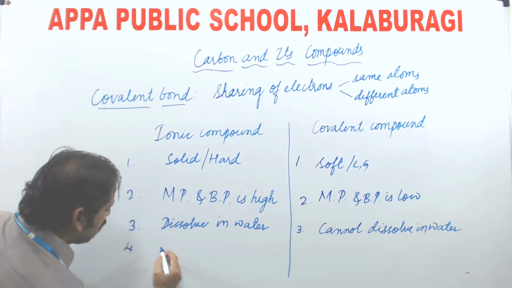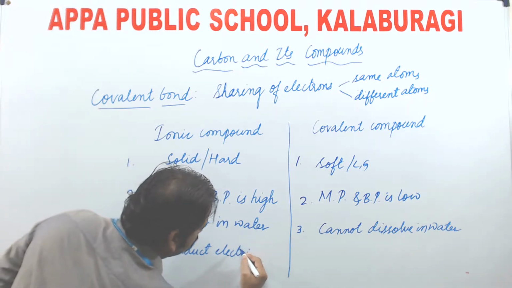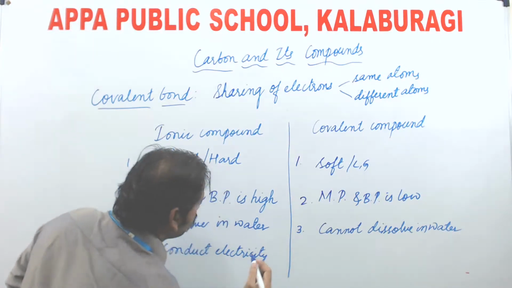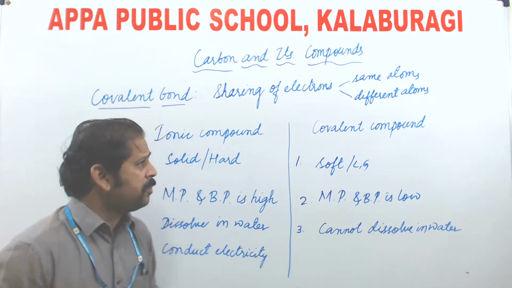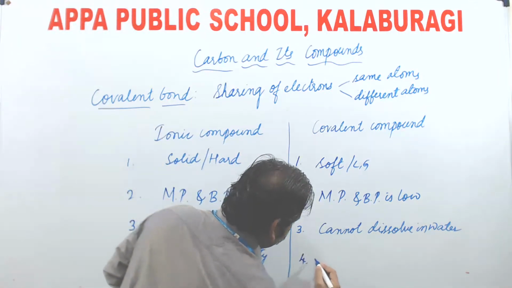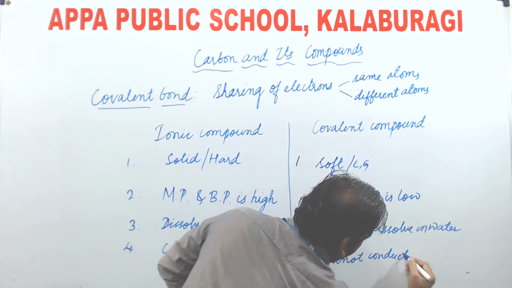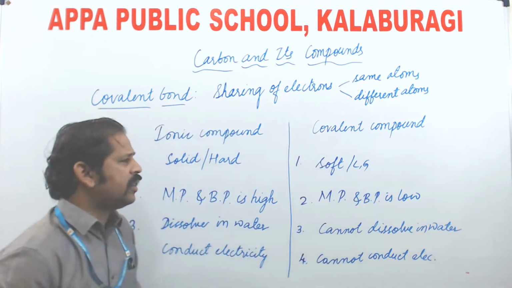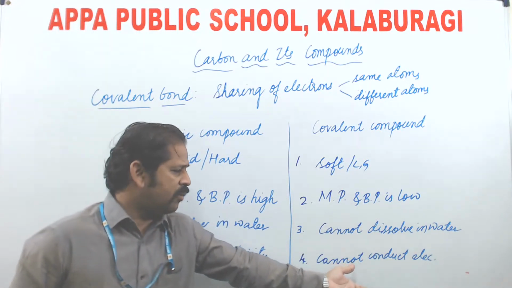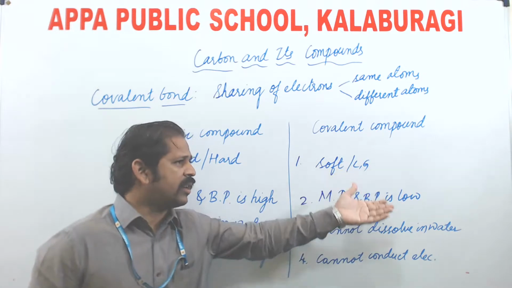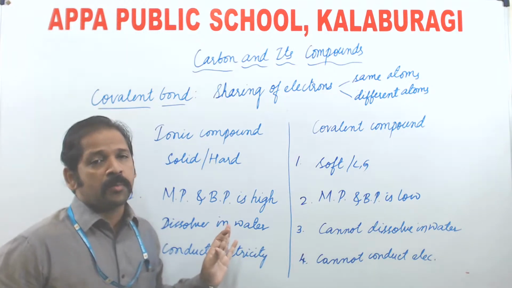Okay, the fourth one: they can conduct electricity in the molten state. Yes, ionic compounds conduct electricity in the fused or molten state. But covalent compounds cannot conduct electricity in the molten state. Melted, they still cannot conduct electricity, but ionic compounds can conduct electricity in the fused or molten state.